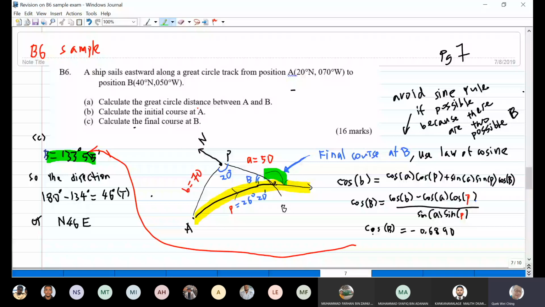As I said inside the solution, if possible, you try to avoid the sine law, because the sine law will give you two possible answers and you have to decide which one is correct. But if you use the cosine law, you always get only one answer.